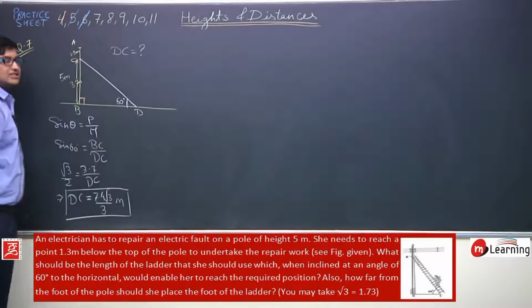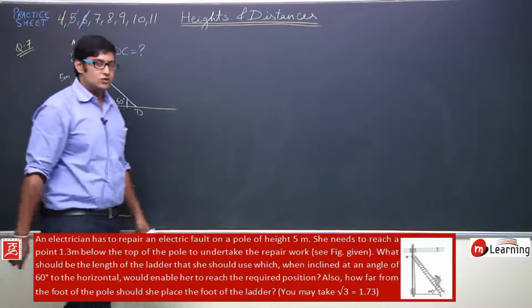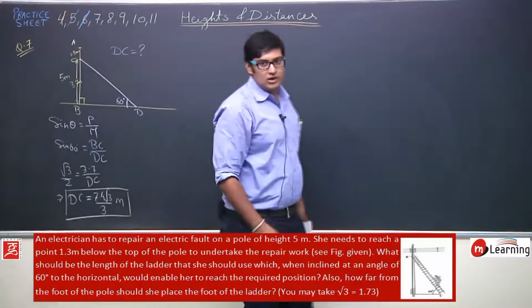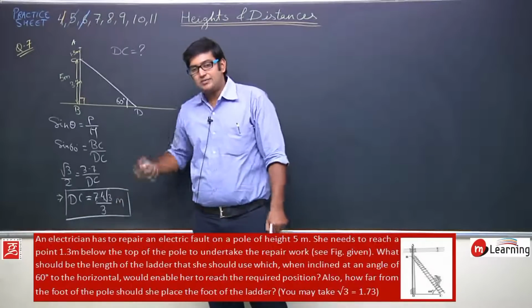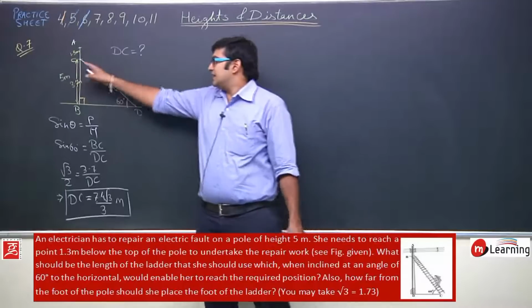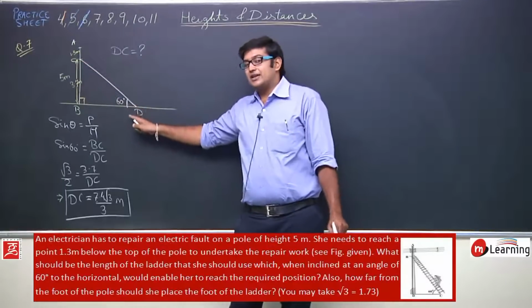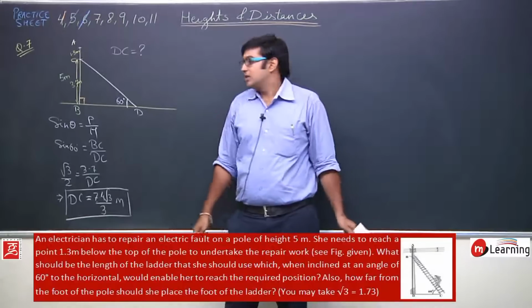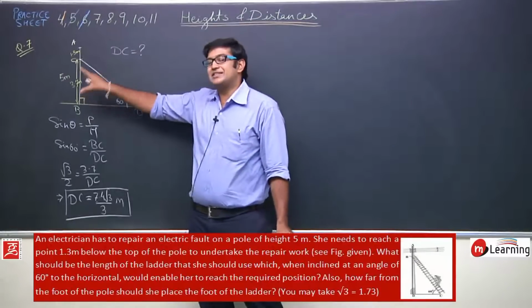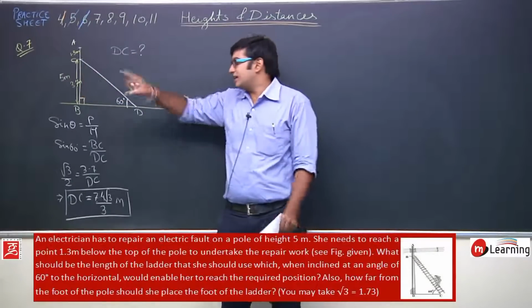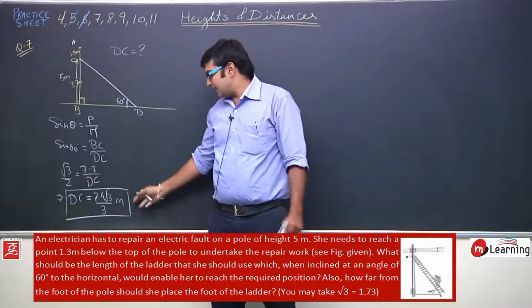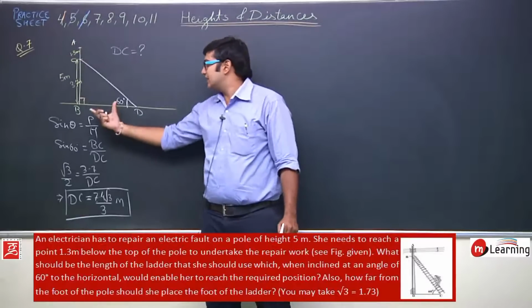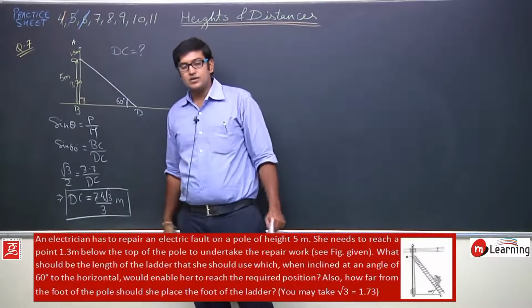Now you can solve this, 7.4 root 3 upon 3, to determine the final value of this DC, okay. So what I have seen is that to calculate this, the ladder is basically the hypotenuse of my right angled triangle. This pole BC is basically the perpendicular of my right angled triangle, okay. So we have the length of DC, this is the length of DC, okay.